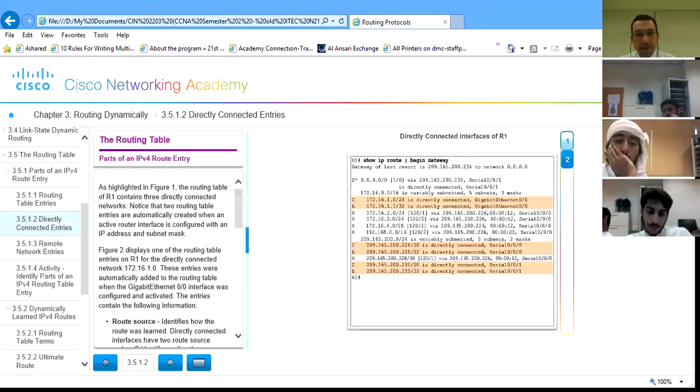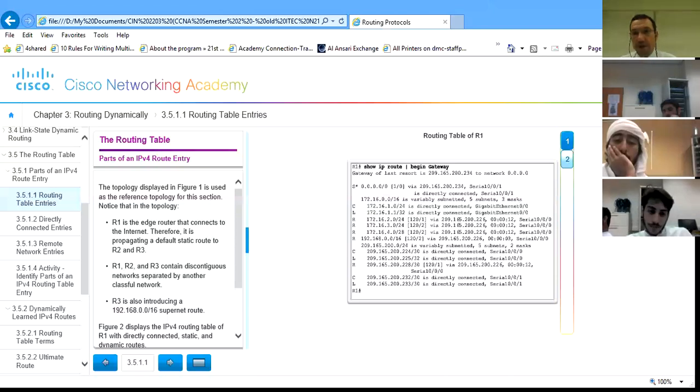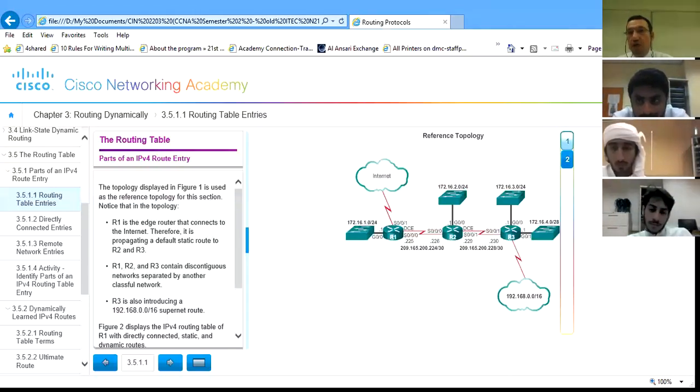Right, let's see. What do we have here? This is basically, if we did show IP route on R1, you notice we have a static route on R1 we created, which is our default route to the internet. Now, this default route to the internet will be redistributed or advertised to both R2 and R3 using the command default information originate. When you did this in the lab, under router RIP, you put default information originate.